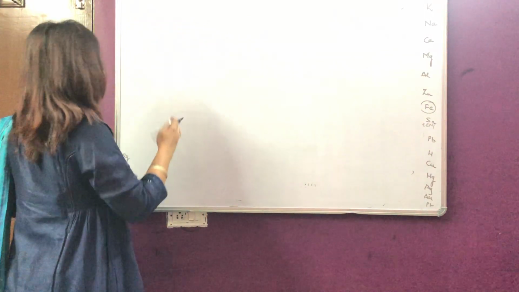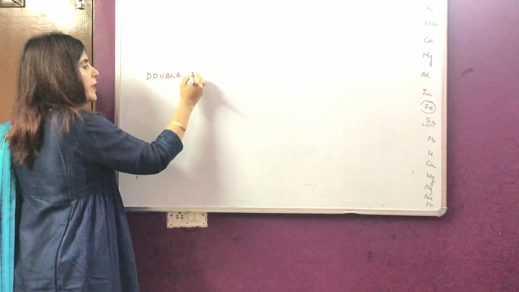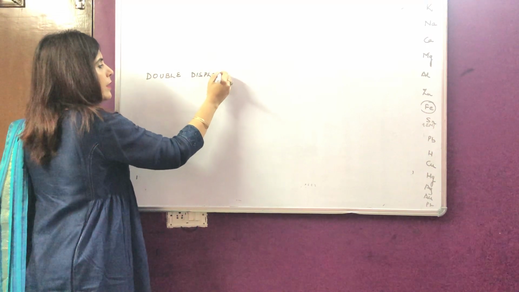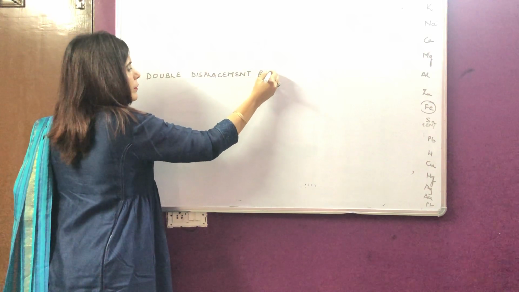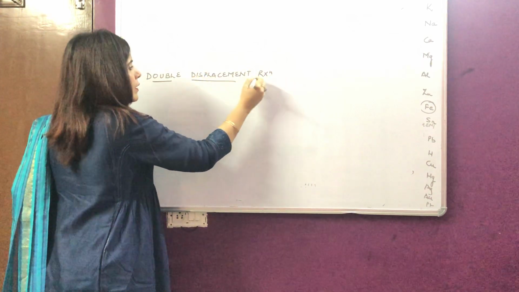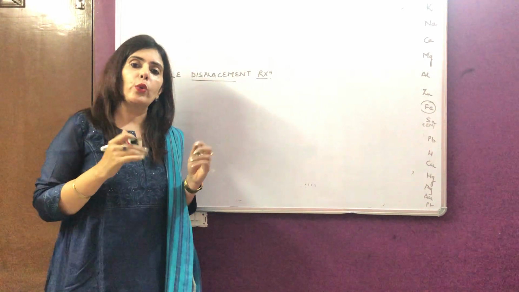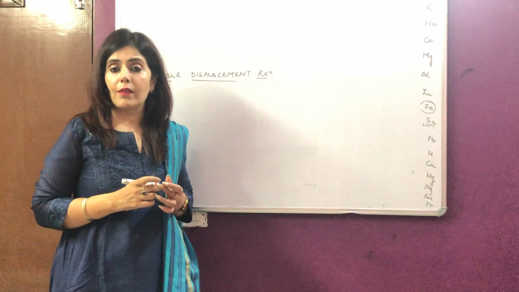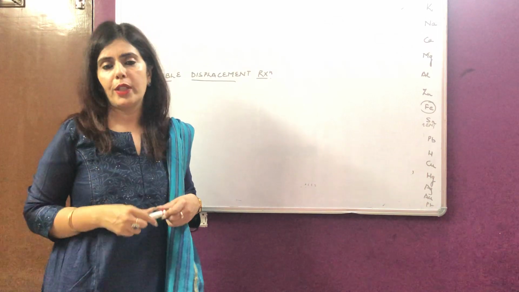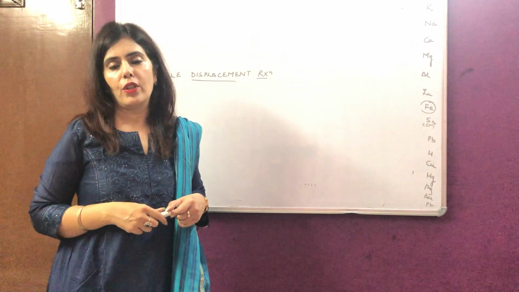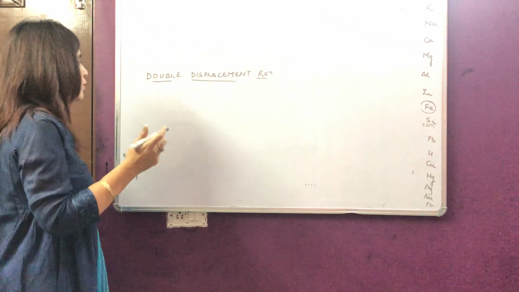So now the next type is double displacement reaction. So what does the reaction say? When the aqueous solutions of two salts are mixed, they exchange their cations to make two new products. And such a reaction is called double displacement reaction. Aqueous solution of two salts.